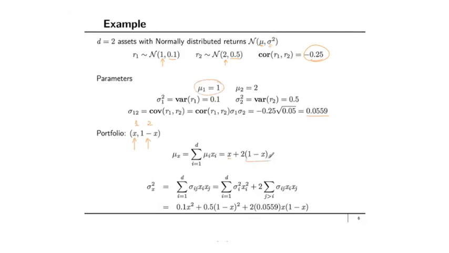The second asset has 1 minus x, its expected return is 2, so the total expected return that you get on this portfolio is x plus 2 times 1 minus x. What is the variance associated with the return of this portfolio?